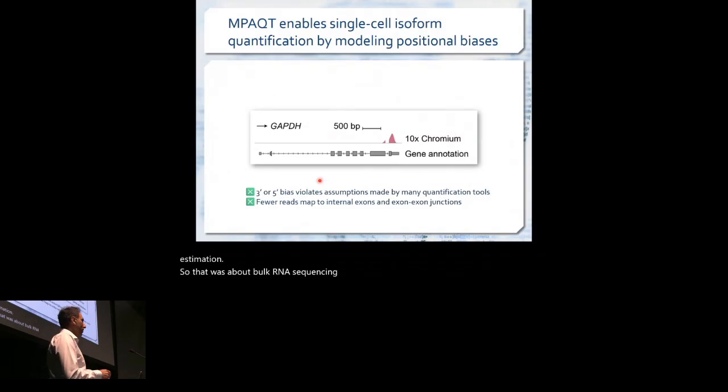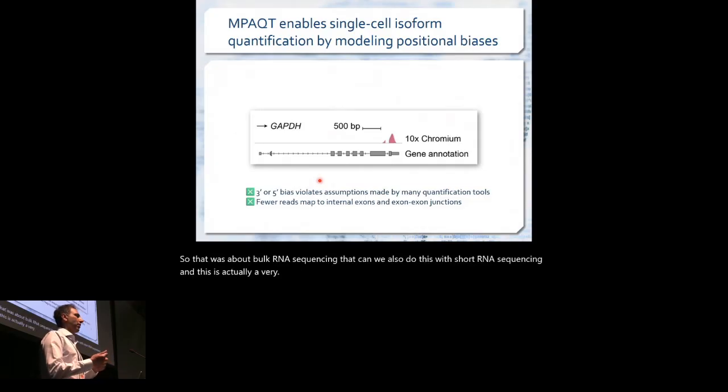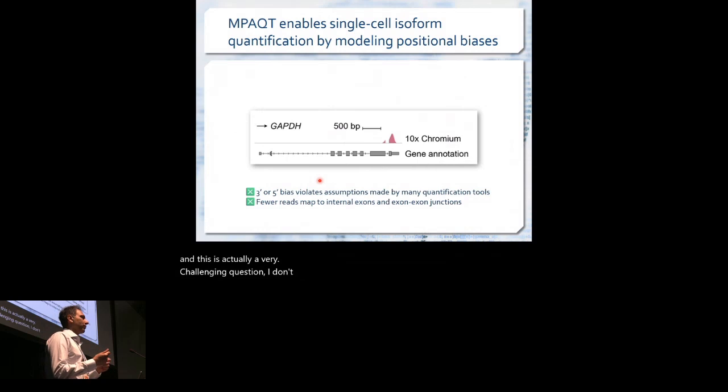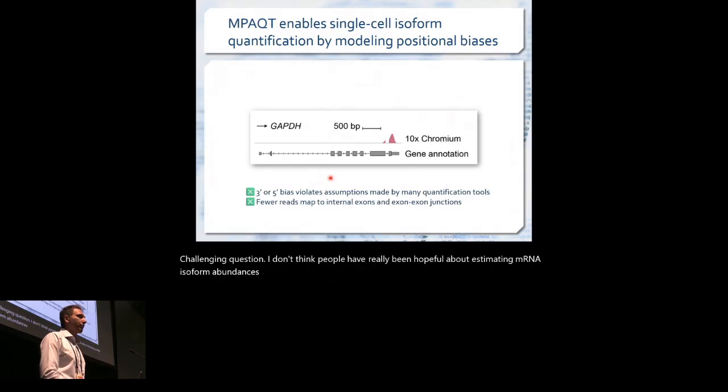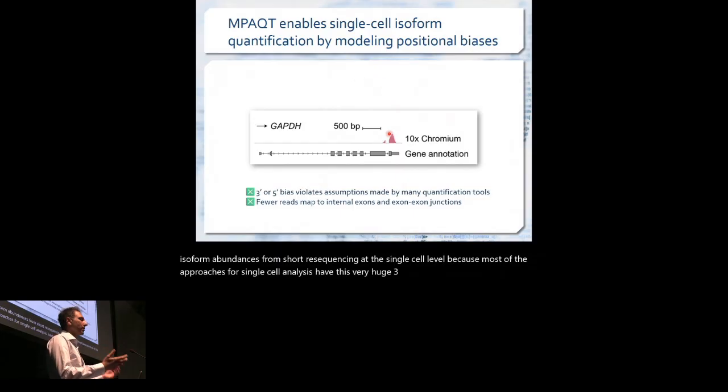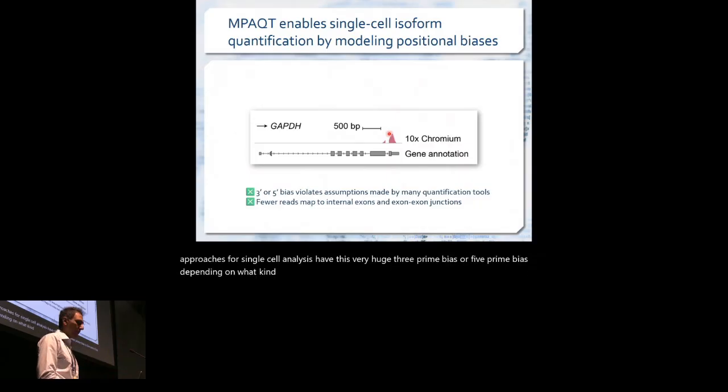Can we also do this with single-cell RNA sequencing? This is actually a very challenging question. I don't think people have really been hopeful about estimating mRNA isoform abundances from short-read sequencing at the single-cell level, because most of the approaches for single-cell analysis have this very huge 3' bias or 5' bias, depending on what kind of technology and kit you're using.